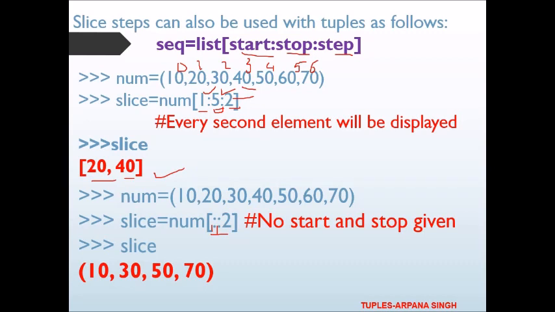Similarly, another example: if you write colon colon 2, it means from the first index to the last index. If you write only double colon, it means first index to last index. If no start or stop is given, it will consider from the first to the last index, and with step 2, it will leave one element, that is after 0 it will come to 1, then 3, and then 5. So this will be the answer.